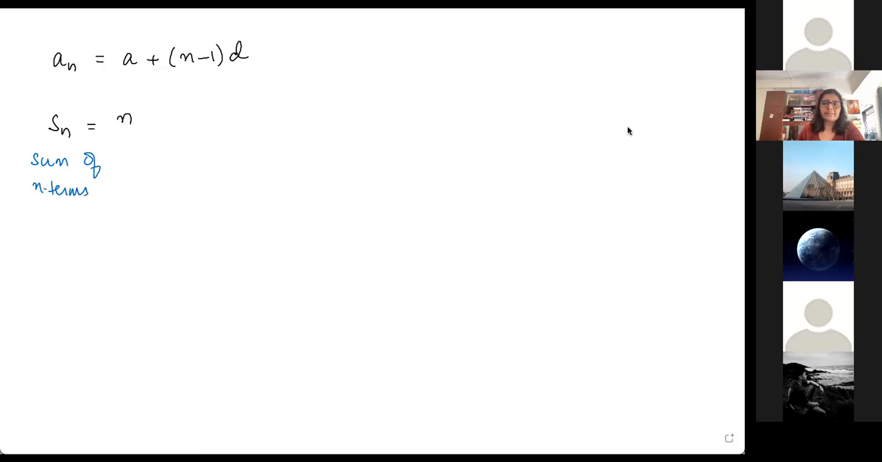In any AP, suppose there are 11 terms, what will be the sum of those 11 terms? Or if there are 35 terms, then what is the sum of those 35? Oh, n by 2 into a plus l. Okay, so what is l here? Till now we've been dealing with a and d. What is l? Last term. That is the last term, correct.